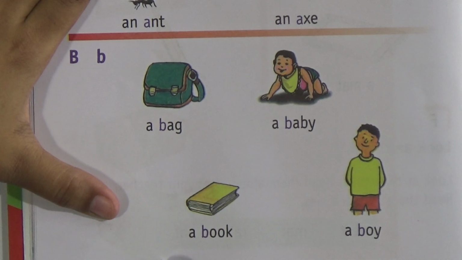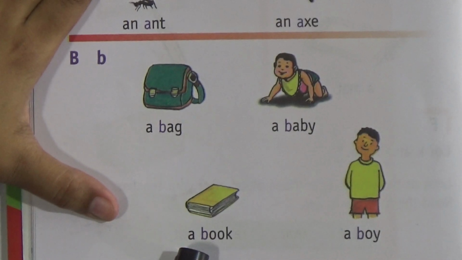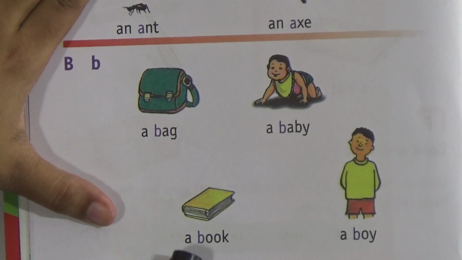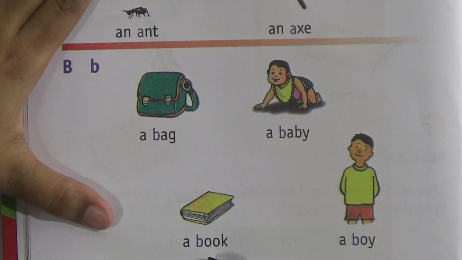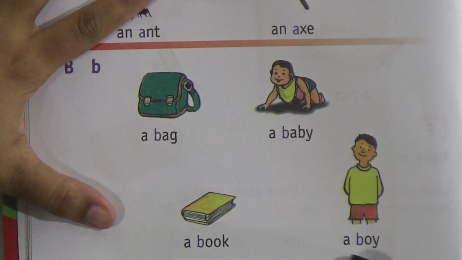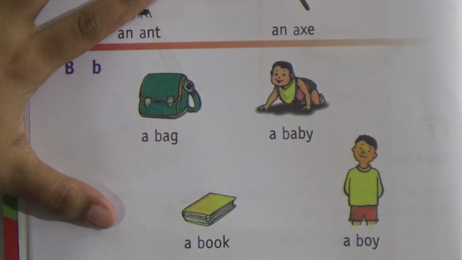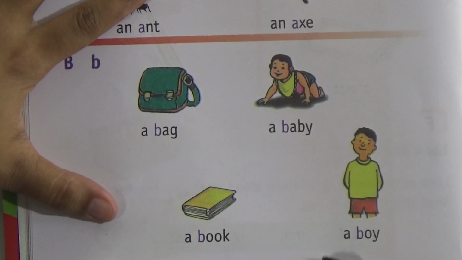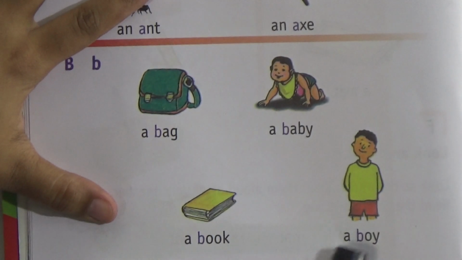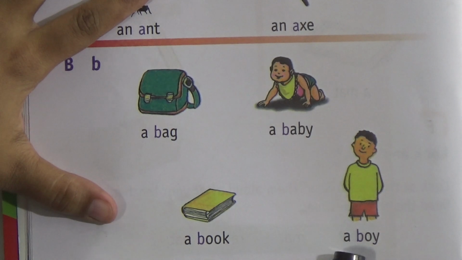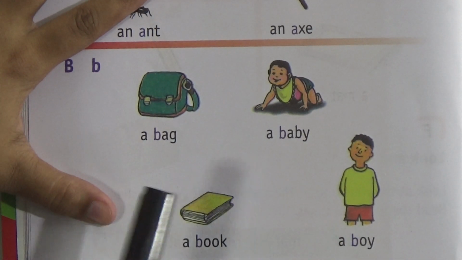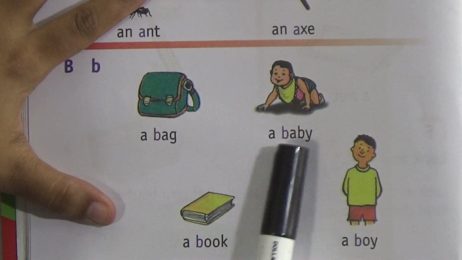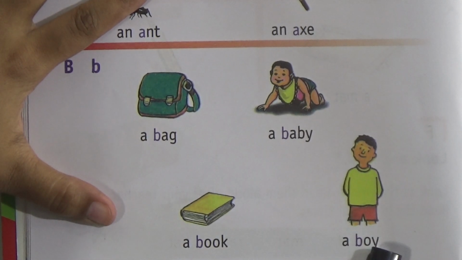Now the next one, what is this? This is the picture of a book, B-O-O-K, book, B-O-O-K, book. And the last picture, what is this? This is the picture of a boy, B-O-Y, boy, B-O-Y, boy. So these 4 words actually start with B. A bag, a baby, a book, and a boy.